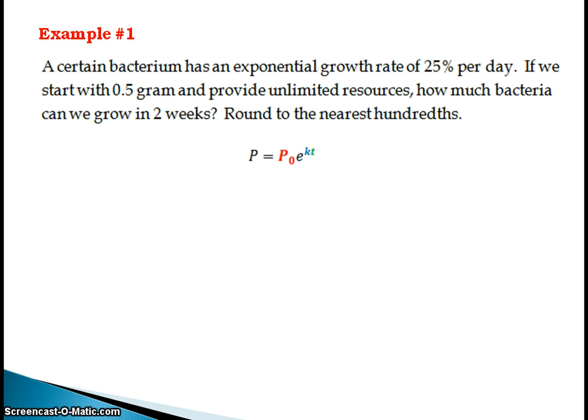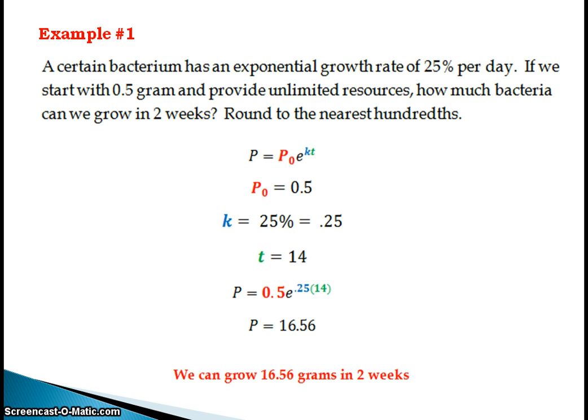So okay, we're going to use our formula here where the black P is what we end up with. P sub 0 is what we started with. You know that e is Euler's number, and k is our rate of growth or decay. So we were given P sub 0, our starting amount, we were given k, and we were given t. So we're going to plug those things in and use a calculator to figure out that we can grow 16.56 grams in 2 weeks. Pause now and copy down this example.